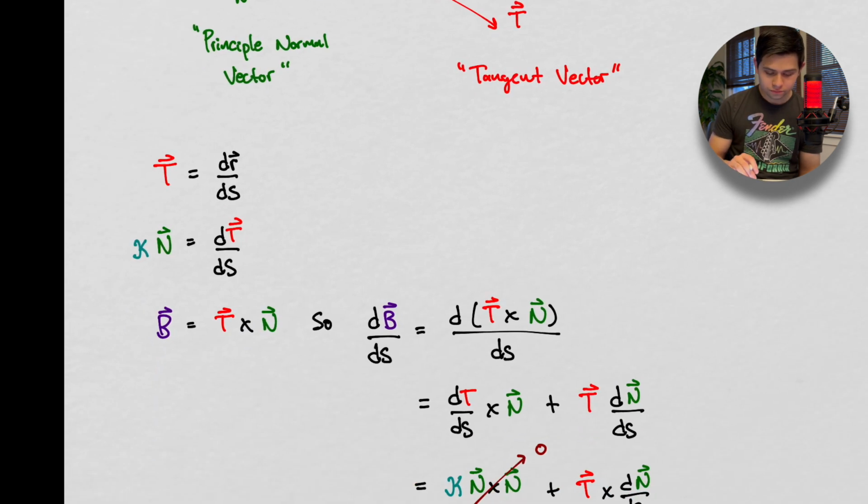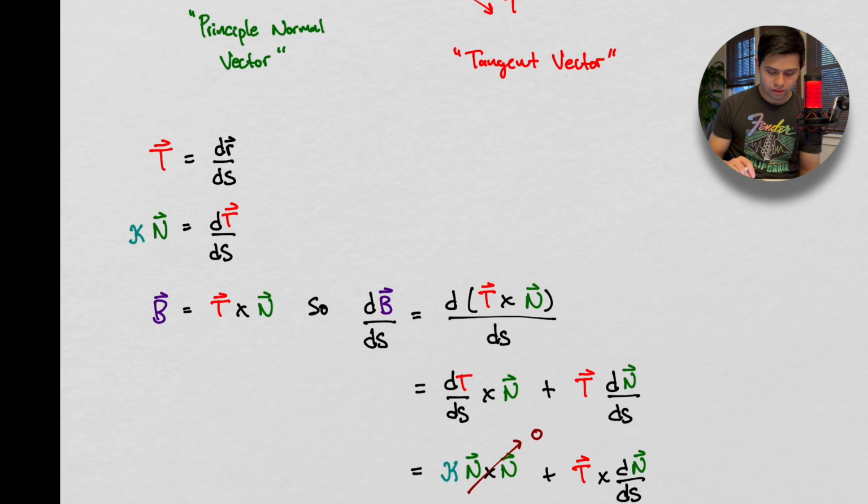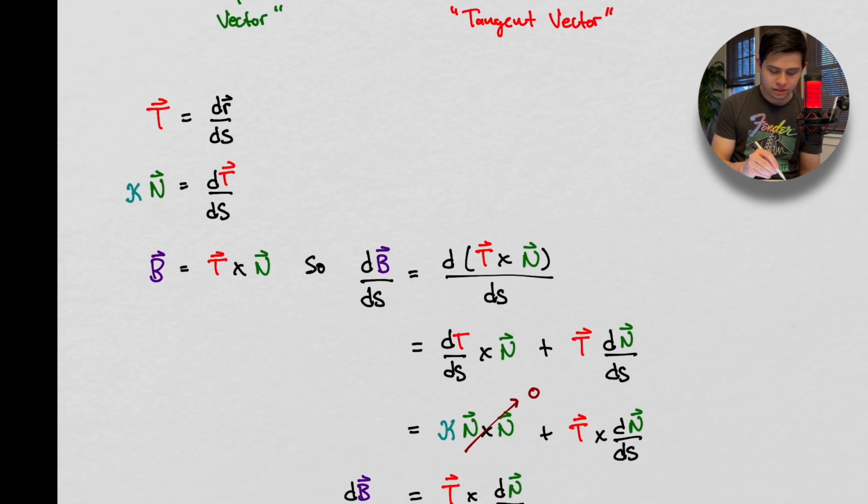So, let's start. The tangent vector, we said, was the derivative of position with respect to some parameter. In physics, that parameter is time. But we're just going to call it some arbitrary parameter s. And we are going to say that some scalar multiple of n is going to be equal to the derivative of the tangent with respect to the parameter. So the n is really like an acceleration, right? It's the double derivative of the position vector.